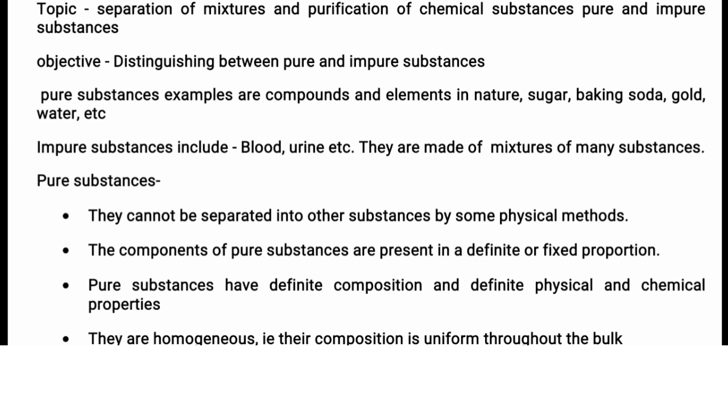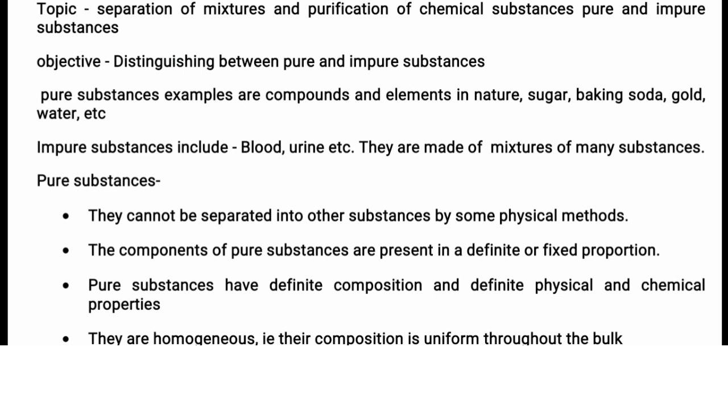So pure substances examples are compounds and elements. Okay, in nature, what I put in nature is the one that appears in nature. They are all called pure substances. Examples are sugar, baking soda, gold, water, etc. There are many. Okay, so those ones are called in nature. Whether a compound or an element is called a pure substance. So pure substances are mainly compounds and elements that occur in nature, while impure substances are mainly mixtures.